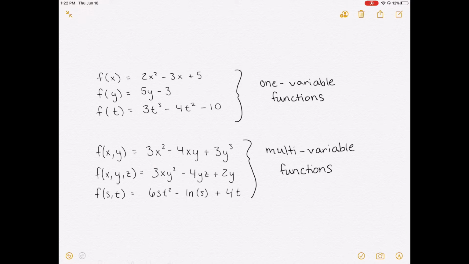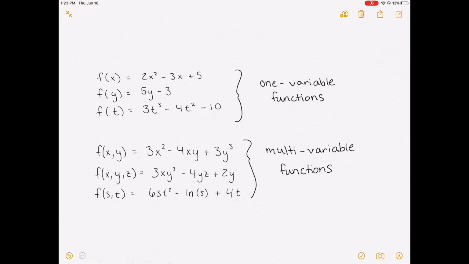Here you see a few examples of functions with just one variable, and then some functions with more than one variable. When we're dealing with the one variable functions, taking the derivative is very straightforward. But when we're dealing with more than one variable, then we run into an issue. How do we handle multiple variables?